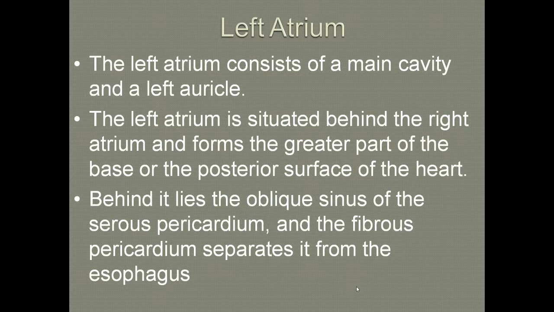The left atrium consists of a main cavity and a left auricle. The left atrium is situated behind the right atrium and forms the greater part of the base, or the posterior surface, of the heart. Behind it lies the oblique sinus of the serous pericardium, and the fibrous pericardium separates it from the esophagus.